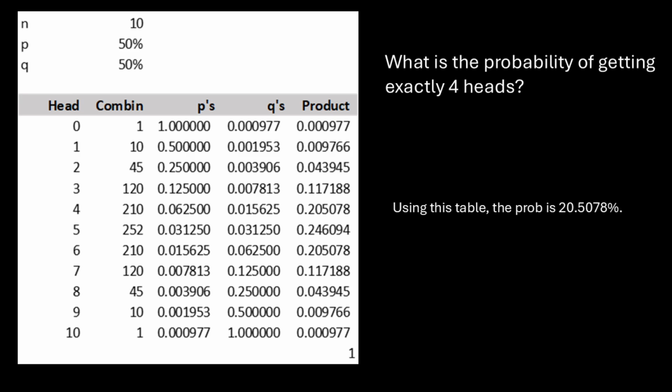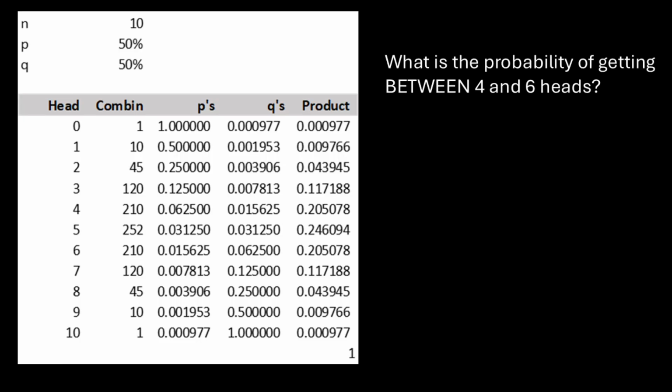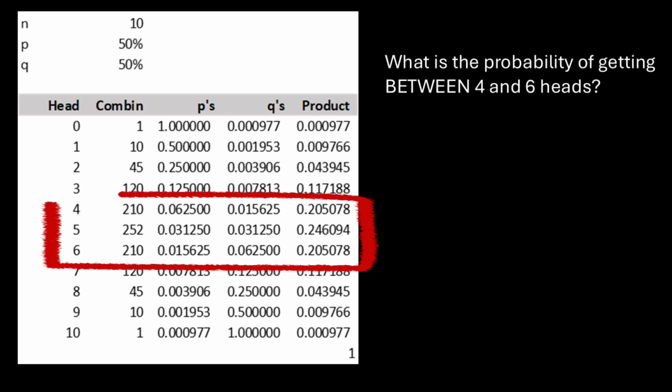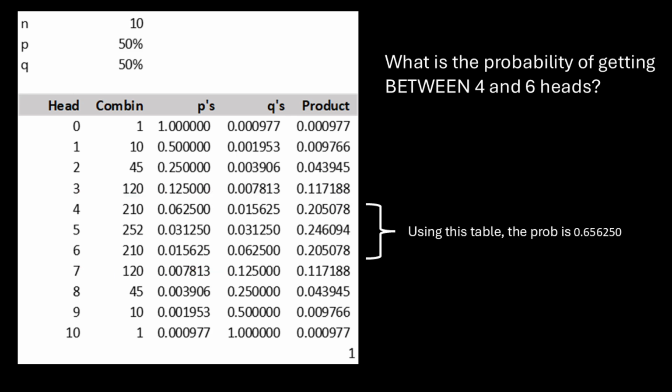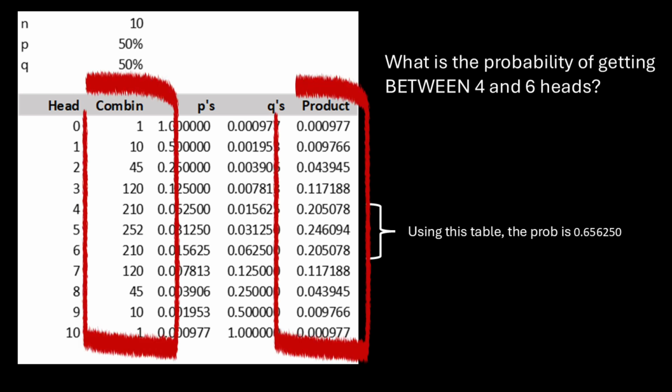Now, what is the probability of getting heads between 4 and 6 times, endpoints inclusive? This just means adding the probability of getting 4, 5, and 6 heads, which adds to 0.656250.